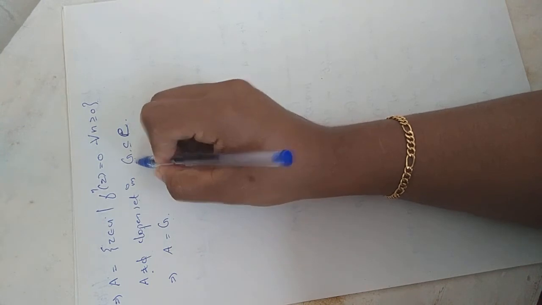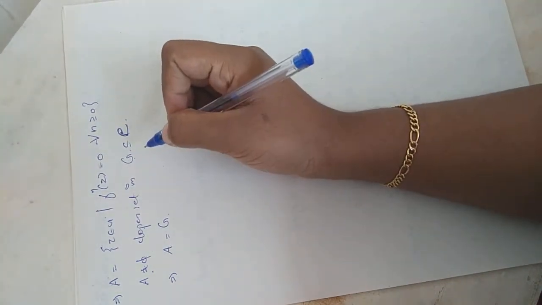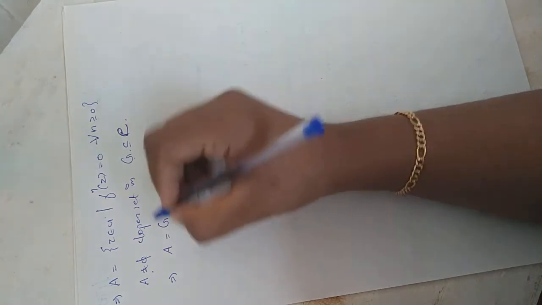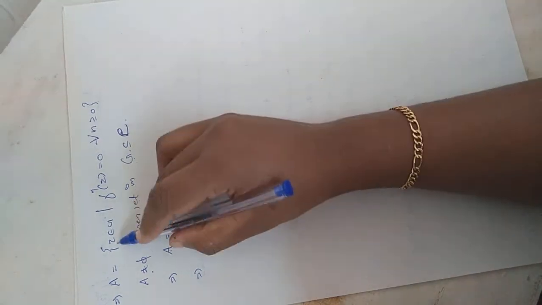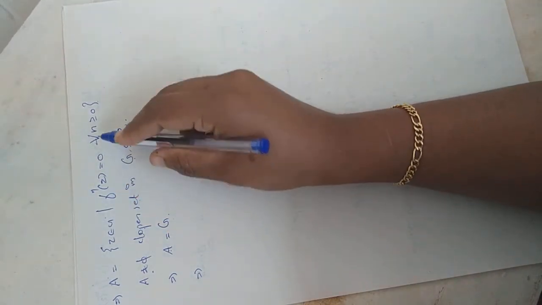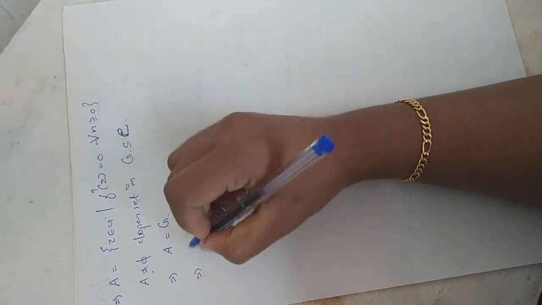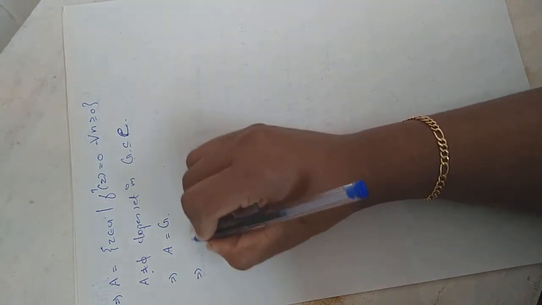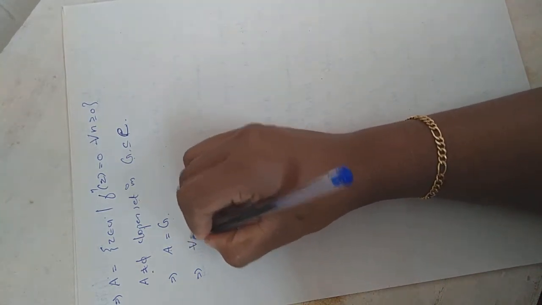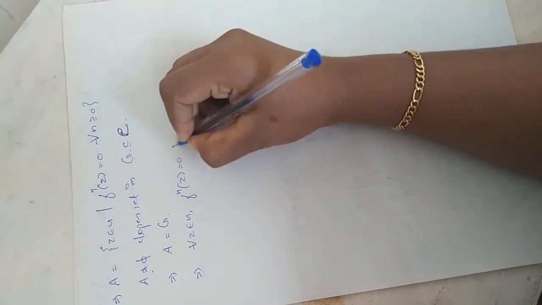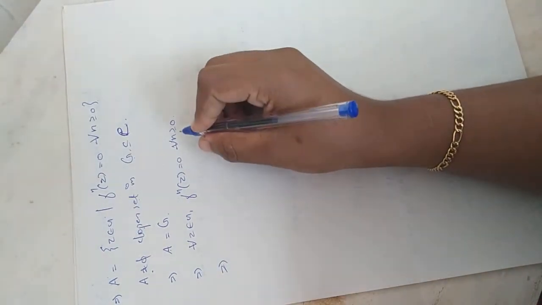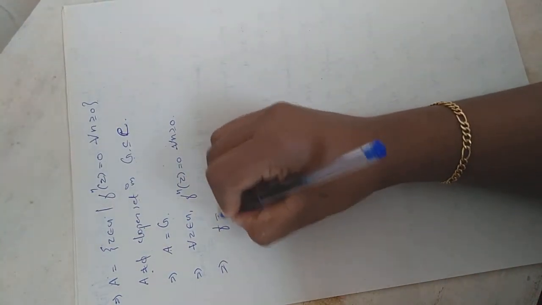So that set must be equal to G, because a connected set cannot contain a non-empty proper clopen subset by topological axioms. So A will be equal to G. What is A? The set of all z in G such that the nth derivative of f at z equals 0 for every n greater than or equal to 0. Which implies that every z in G also has this property. So when all derivatives are equal to 0, we can prove that f is identically equal to 0.